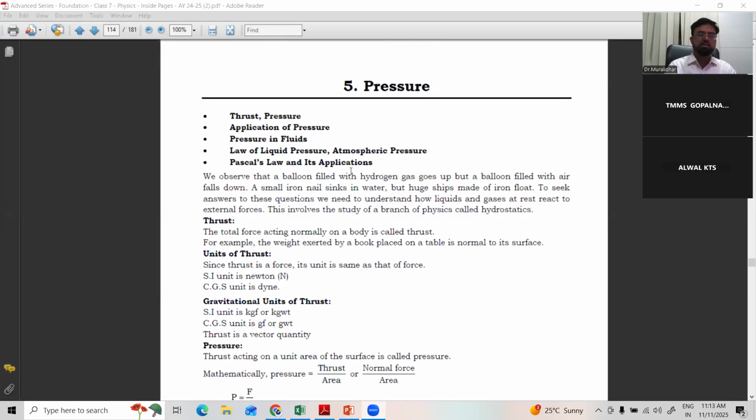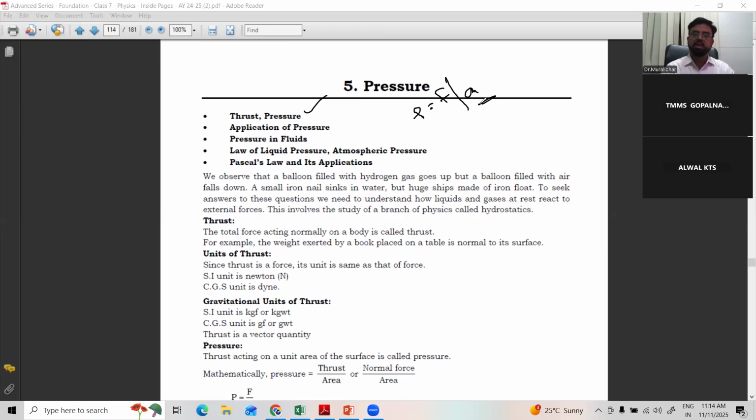The first one is thrust and pressure, defining thrust and pressure. Thrust is nothing but the force acting perpendicularly on a body. When any object is placed on a table, then thrust acts on the table in the downward direction. That is called thrust. That thrust acting on a unit area is called pressure. Pressure is equal to force by area, or thrust by area.